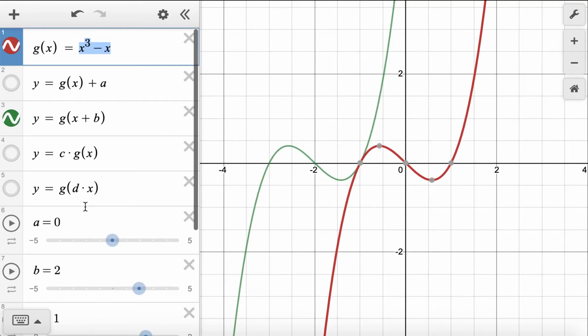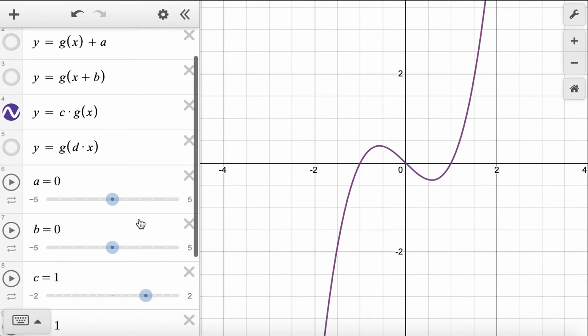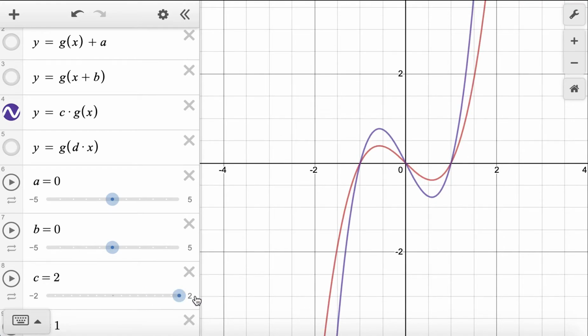All right, let's look at the next one. So this next one is what I get if I multiply the entire equation by some constant number. So right now it's set to equal 1, which means multiplying by 1 doesn't do anything. But if I multiply by a number greater than 1, say multiplying by 2, that makes it taller. That's a vertical stretch.